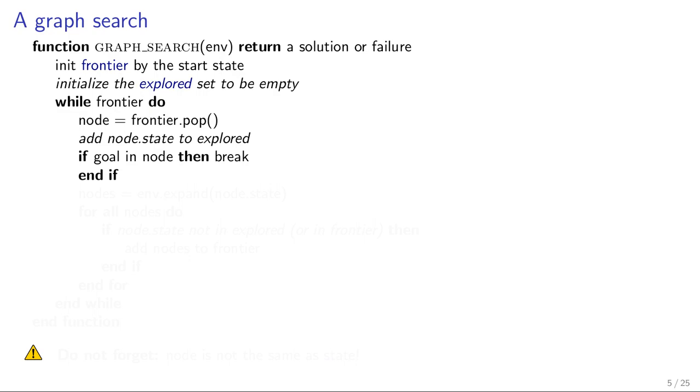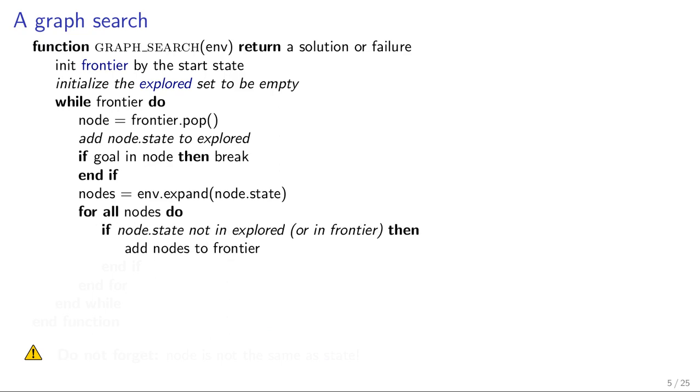So it's the same thing, but there is this additional data structure called the explored set, and you initialize it to be empty. As you pop something from the frontier, you add the node state to the explored set. That's something in the state space, and it should be explored only once. Otherwise, it's the same thing.